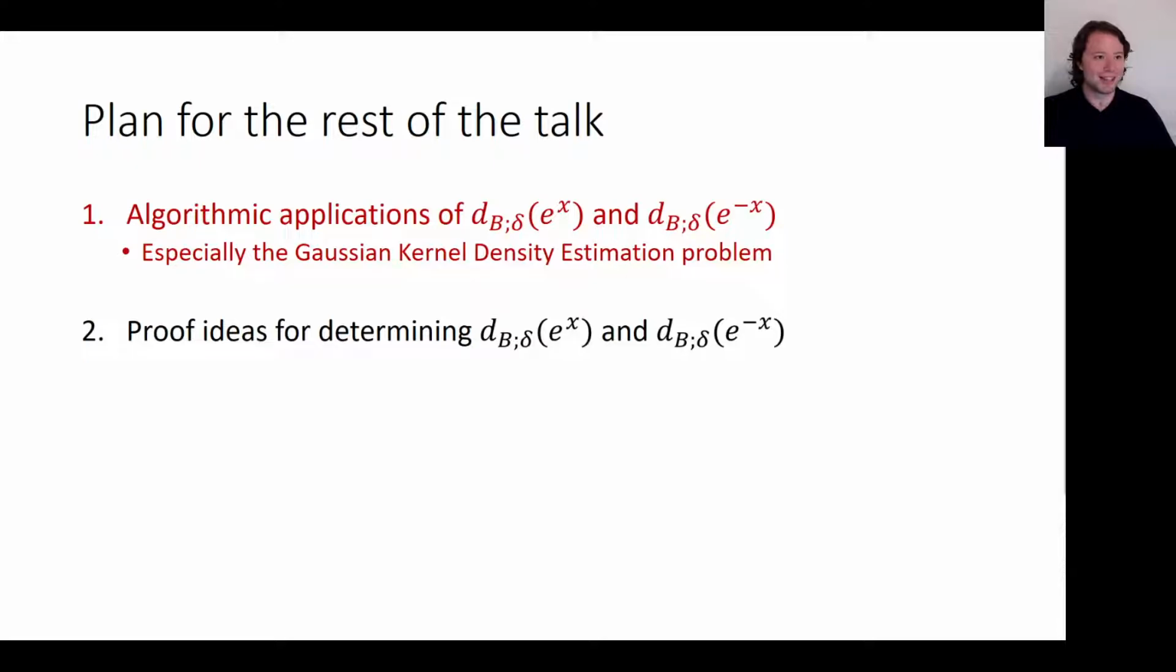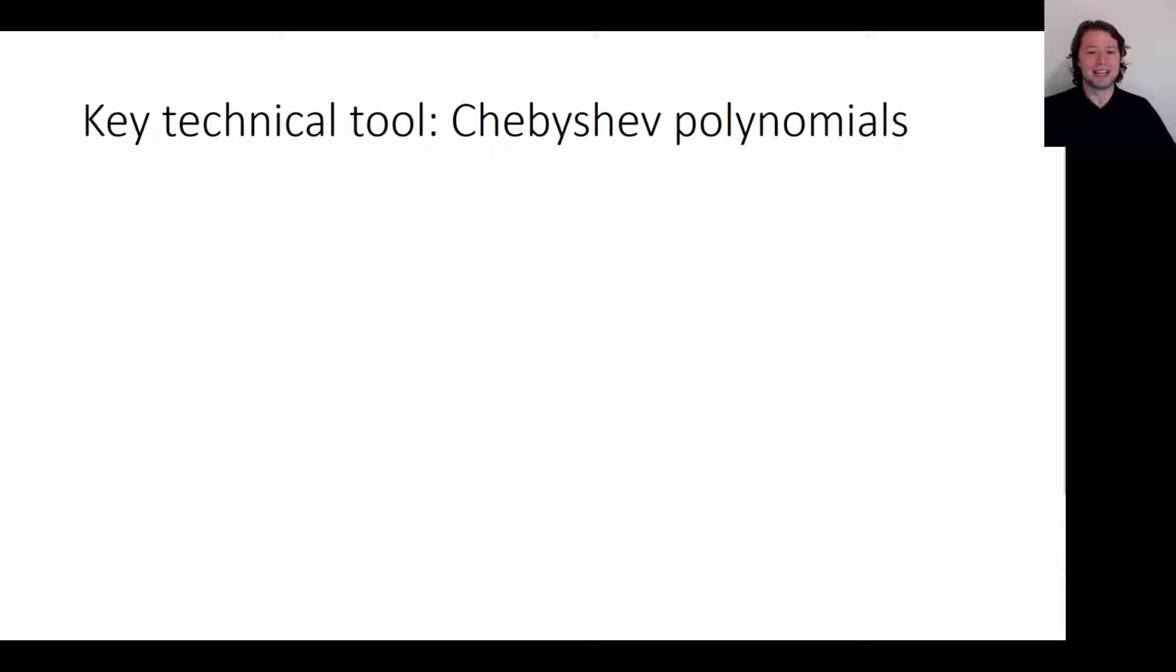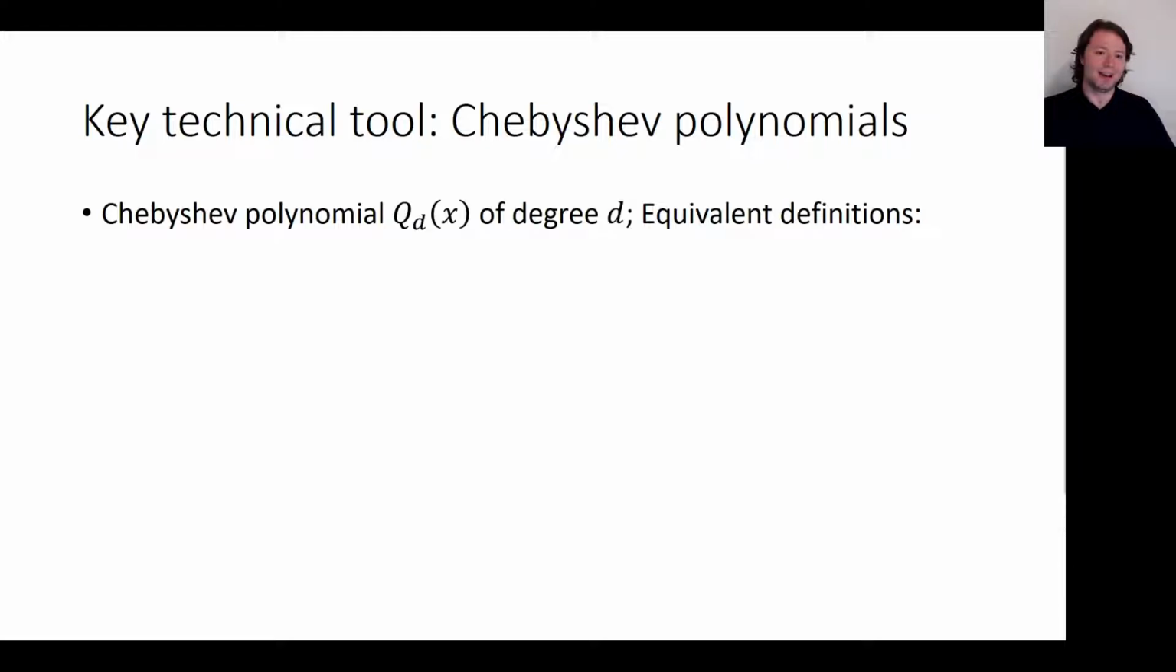And for the rest of the talk, I want to return to telling you about how it is that we proved these degree upper and lower bounds for computing e to the x and e to the minus x. So the real hero of this paper, the key technical tool we use, is the Chebyshev polynomial. For any non-negative integer d, there's a Chebyshev polynomial q sub d of degree d. It's a single variable polynomial.